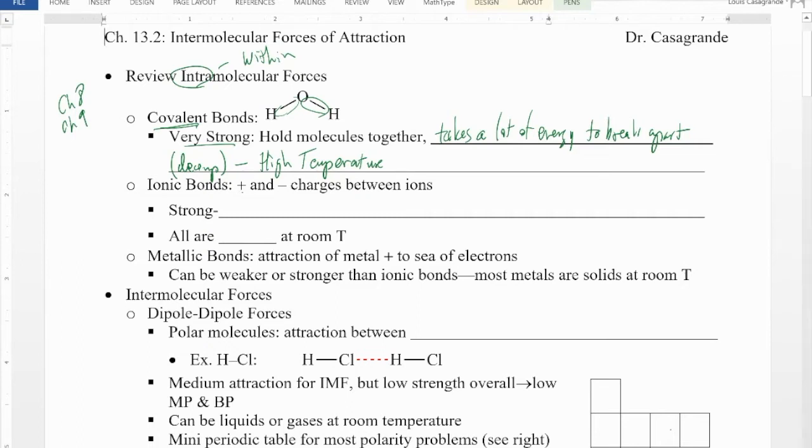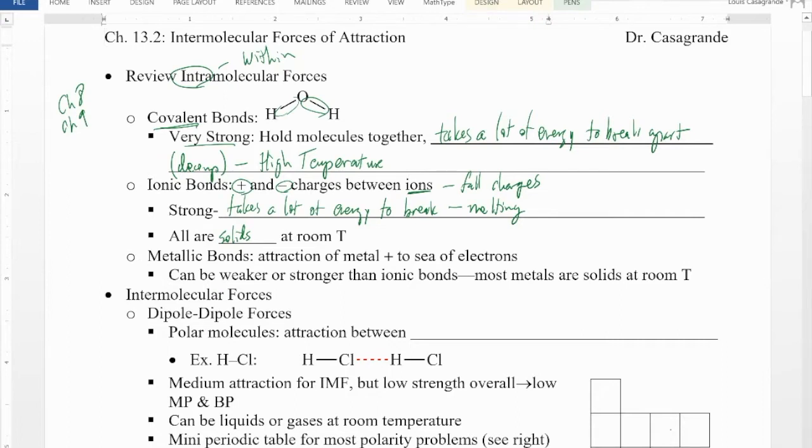Ionic bonds are bonds between positive and negative charges on ions. So if you remember those ions, these ionic bonds are very strong. As before, it takes a lot of energy to break apart. These charges, they're full charges. And so those full charges are going to be important in comparison to what we're going to see later on. It takes a lot of energy to break apart these guys. And in fact, that breaking apart is what we call melting. And because it takes a lot of energy to melt them, all of these guys are solids at room temperature.